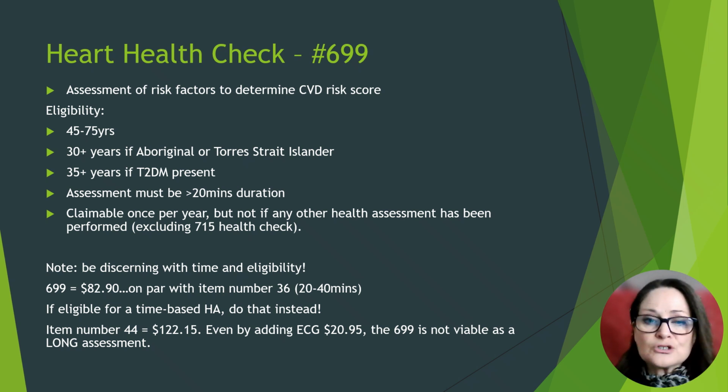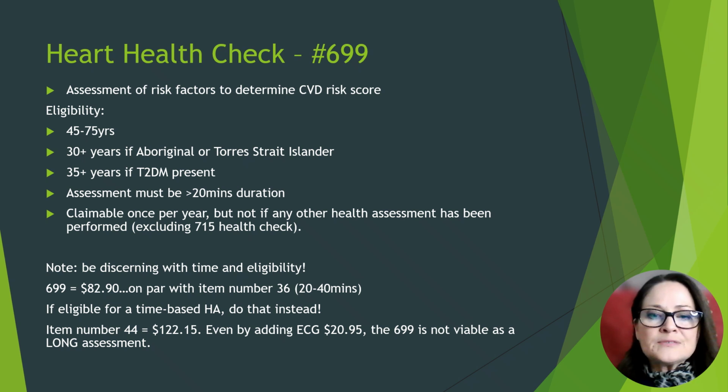If someone is Aboriginal or Torres Strait Islander, then that age can be from 30 and above, and if they already do have diabetes, then that age can be from 35 and above. I have certainly done heart health checks on people in their mid-30s before because they had high levels of risk. And it was just absolutely worthwhile in doing that for them. So the claim went through, no problem. So I think it's something that you assess on a case-by-case basis as well.